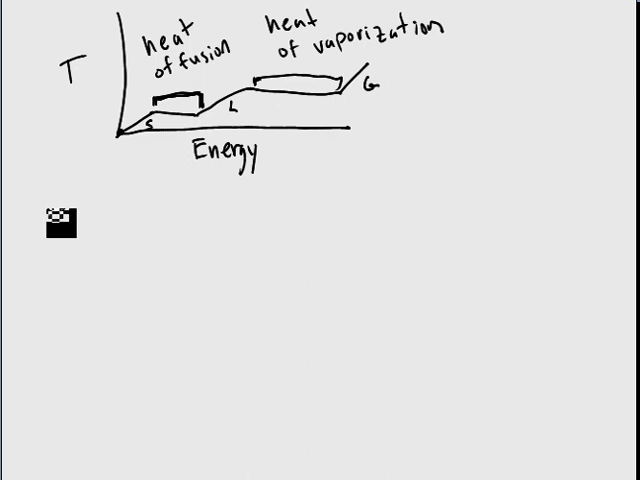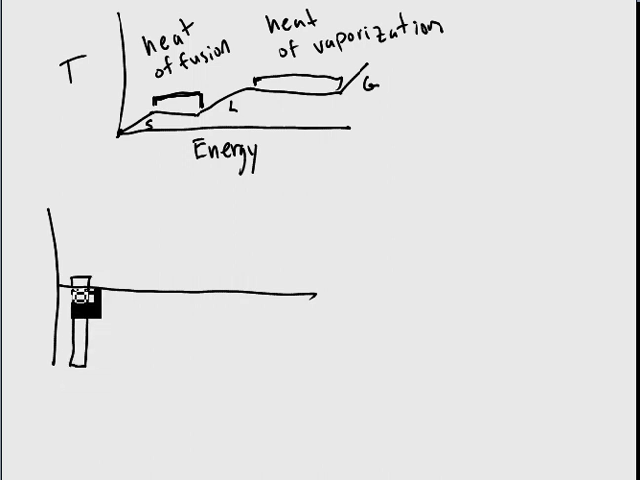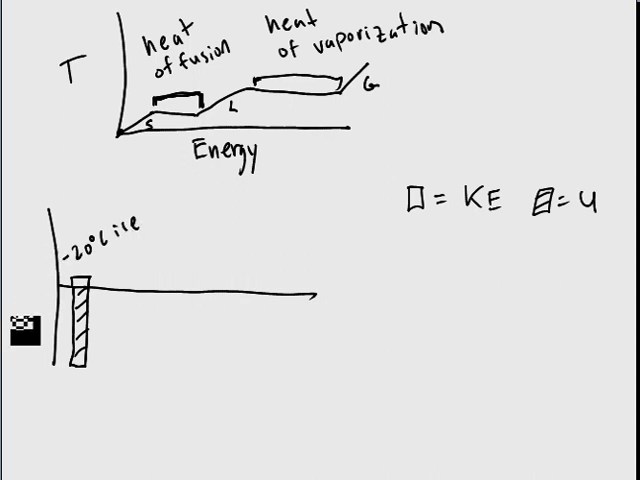So I'm going to introduce a new kind of graph that I like to use. I'll have these blank bars that represent kinetic energy and these dashed ones to represent potential energy. And this will represent negative 20 degrees Celsius ice. Then we have energy here on the y-axis, and you see the potential energy is below the x-axis, implying that it's negative.